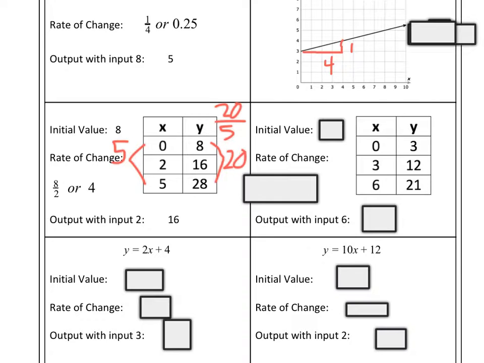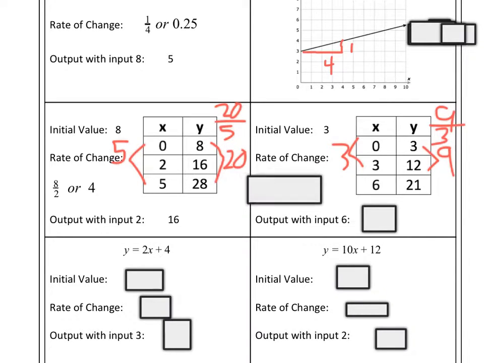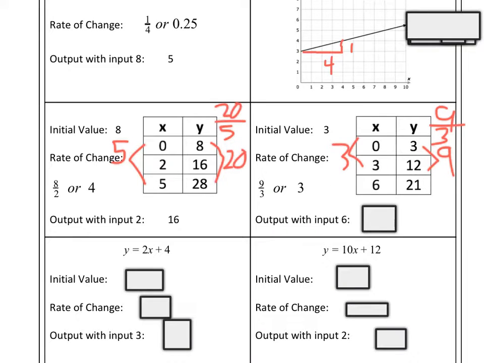Let's see how you did. So our initial value is actually going to be 3. That's at that 0, 3 right here. Our rate of change, if we find our difference between 3 and 12, that would be 9. Difference between 0 and 3 is 3. If we divide those, 9 divided by 3, that's going to give us a rate of change of 9 over 3, or 3. If you chose different values, you should have got the same rate of change. Our output with an input of 6 looks like it's 21.